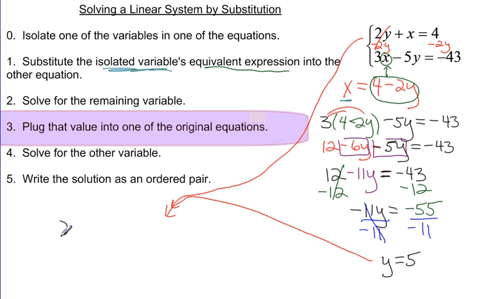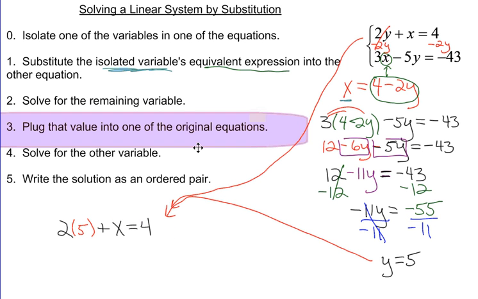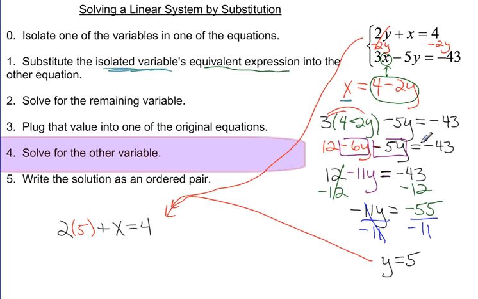So what I'm going to do is 2 times that y, which is 5, plus x equals 4. Now that I've plugged that in, it should be very intuitive to solve for the other variable. So no distribute, no collect, don't get all your letters on one side. It's really kind of simple. I'm just going to simplify 2 times 5. The only thing we'll need to do is subtract 10 from both sides. Then we're going to get x equals negative 6.